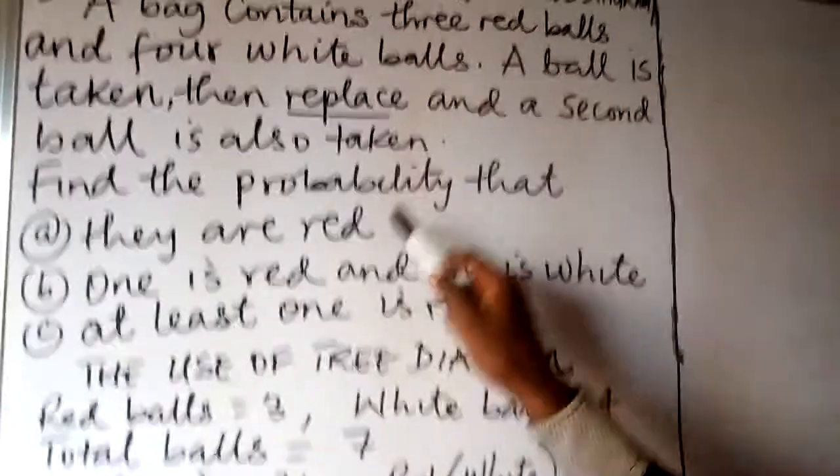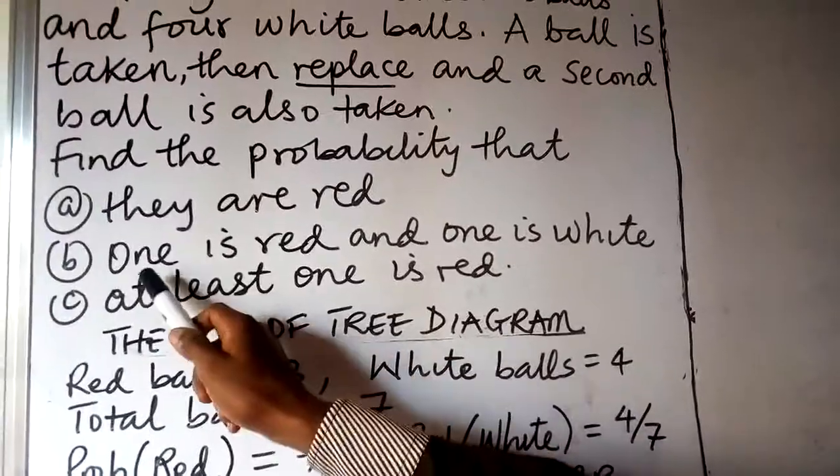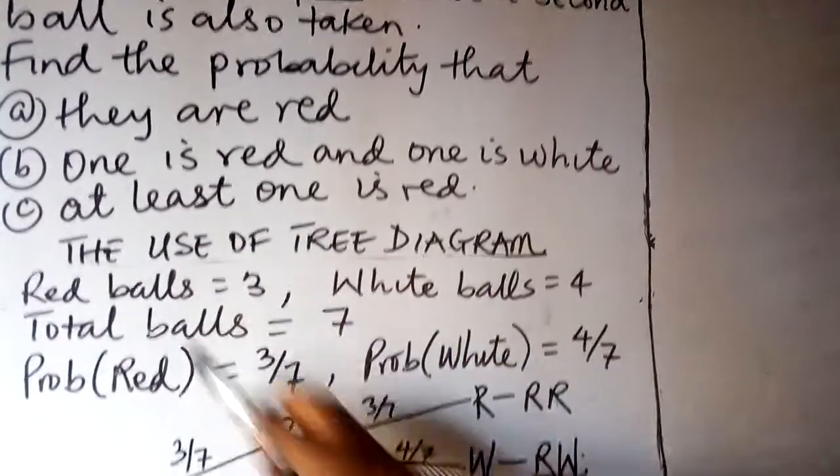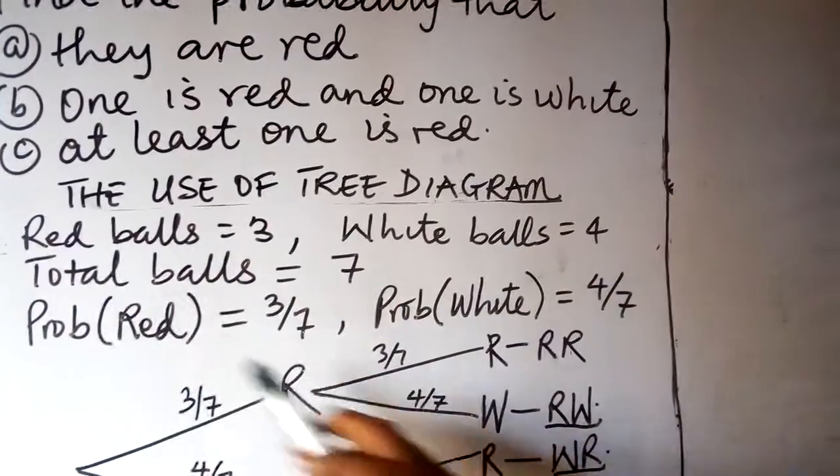That is, you take the first and the second. One is red and the other is white. At least one is red. Let's see the use of the tree diagram.